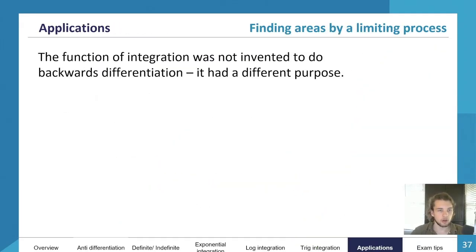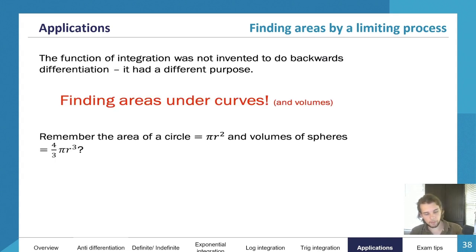Applications. So the function of integration was not invented to do backwards differentiation. It had a different purpose. We benefit from doing definite integration to find the area underneath curves, and we can also find volumes of certain objects by doing that. Like, for example, in specialist maths, you would probably end up finding the area underneath a curve and then extrapolating that if that curve was a 3D, like cylindrical styled object, by rotating that curve around and finding an area based on using some formulas.